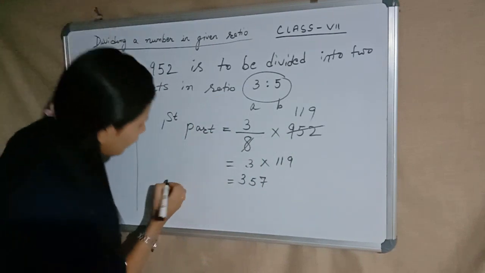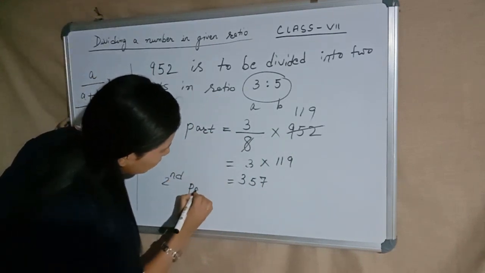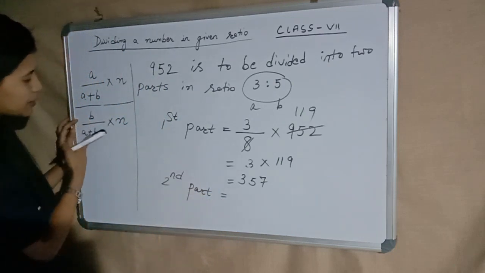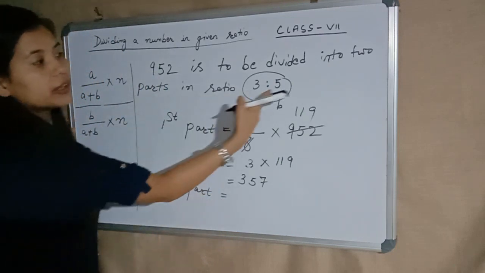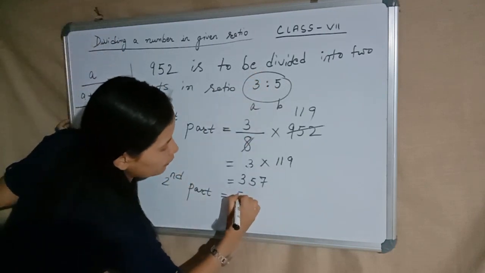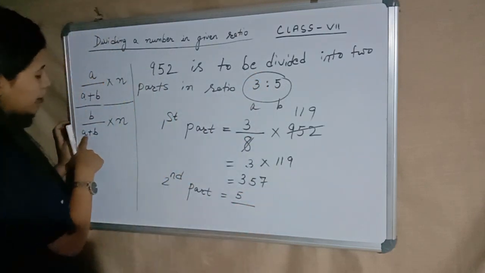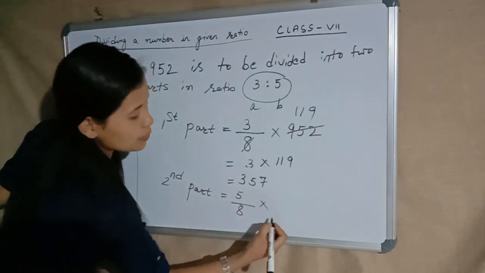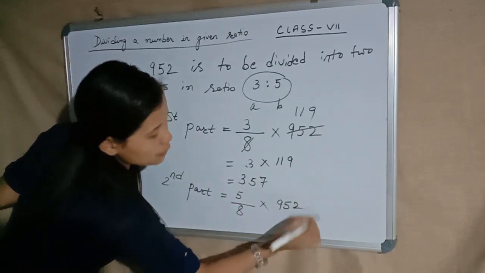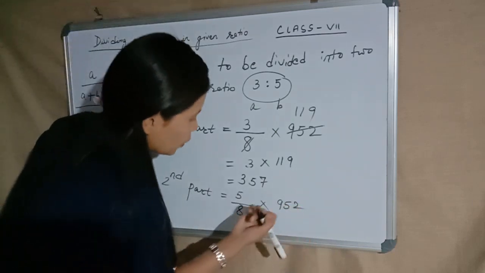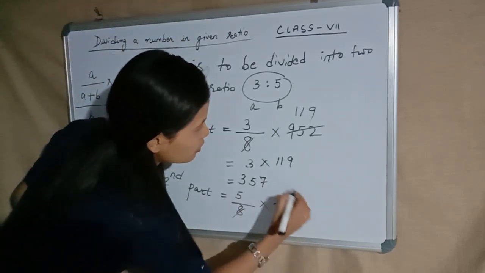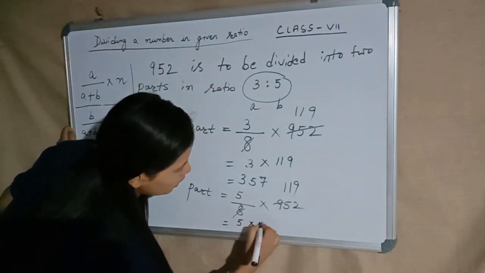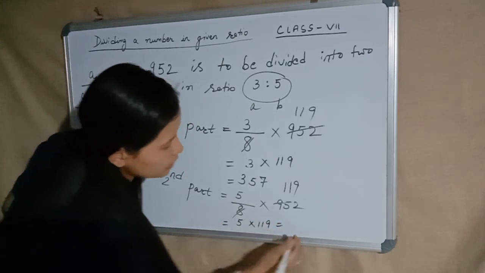Now again, let us find out the second part. That will be equal to b by a plus b into n, right? So our b here is 5. This is 5 divided by a plus b, that is 5 plus 3, that is 8, into n, that is 952. When we divide 952 by 8, we get 119. So that is equal to 5 into 119. That is equal to 9 fives are 45.